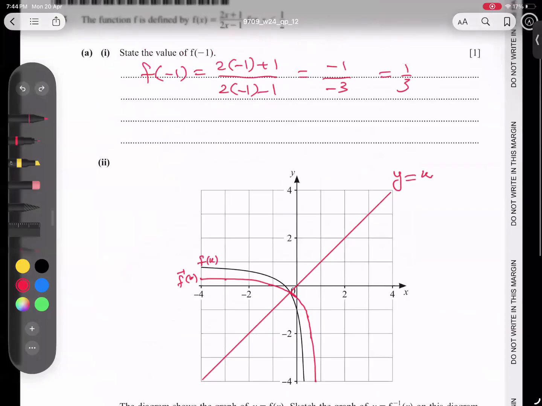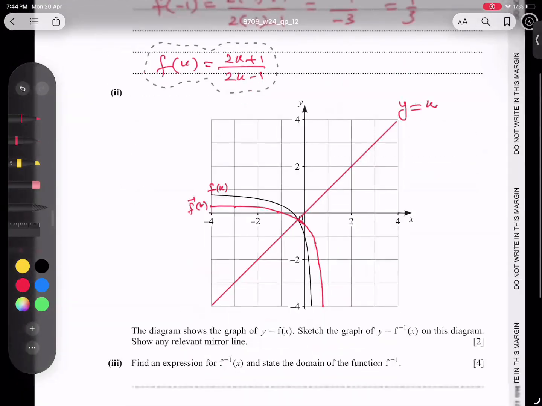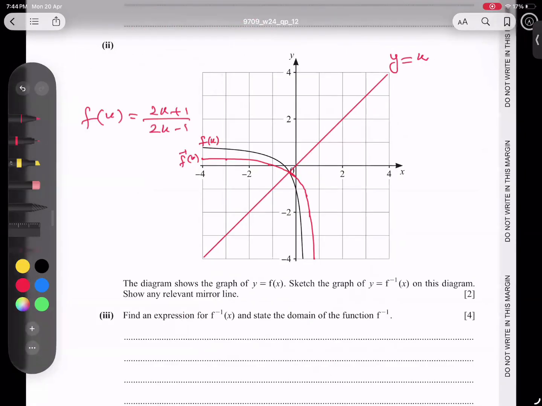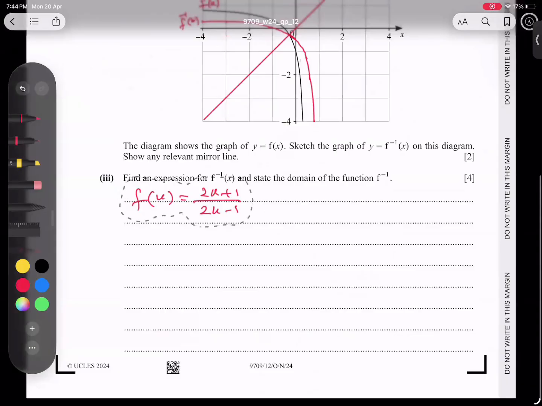So this is a function: f of x is equal to 2x plus 1 over 2x minus 1. Step number one. What is step number one? You remove the function name and write y. Remove the function name and write y.